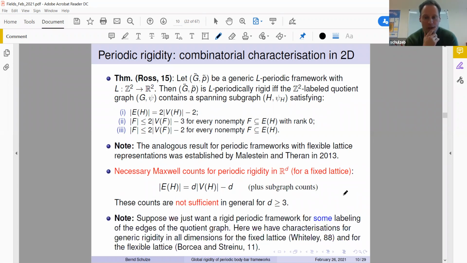Okay, one side comment here. We do actually have very nice results if we change our problem a little bit. If we're only interested in finding rigid periodic frameworks for some labeling of the edges, so if we omit the labels of the quotient graph or the gamma label graph from the input, then we have complete combinatorial characterizations for generic rigidity in all dimensions. This was done for the fixed lattice quite some time ago by Walter Whiteley, and for the flexible lattice again by Cyprian and Ileana. But I do not want to focus on this in this talk. In our talk, our starting structure is always a gamma labeled framework, where we have group labels on the edges.